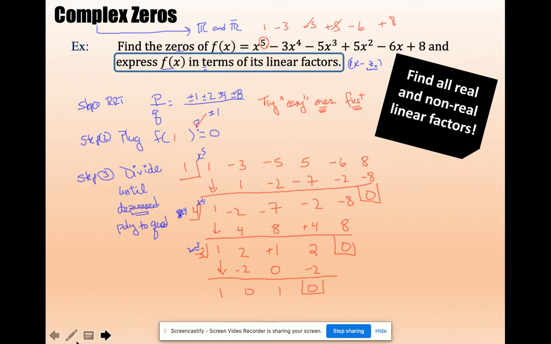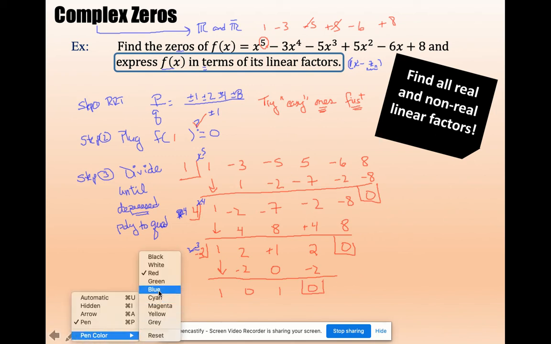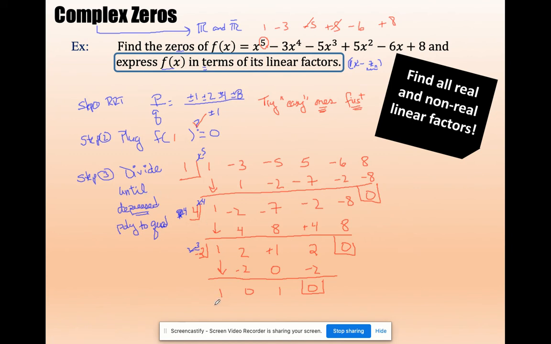And now I've depressed to a quadratic. So this is x squared plus 0x plus 1. That is an irreducible quadratic over the reals, right? I can picture that in my head. That's a quadratic that opens up and has a y-intercept of (0, 1).